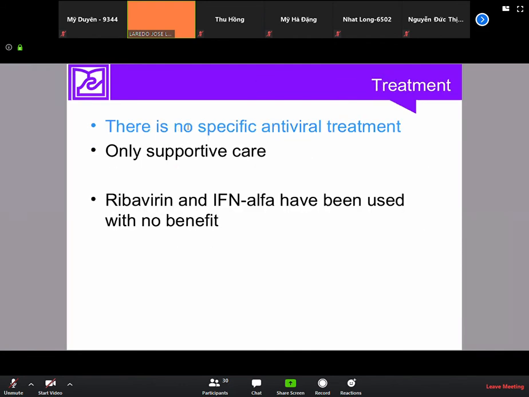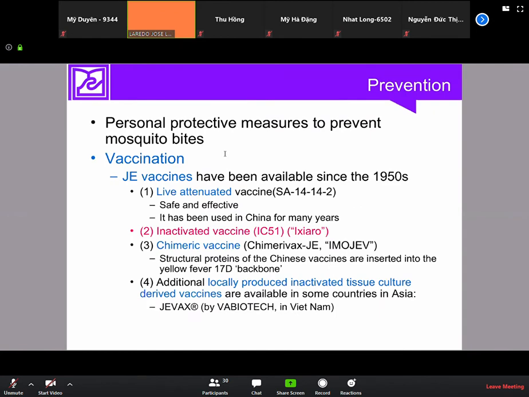We don't have any specific antiviral treatment. So the treatment is only symptomatic and supportive. And we have a vaccine. We have different vaccines. Maybe this one is the most common, Ixiaro. This is the most expensive. We have different vaccines in Asia. We have one also manufactured by a Vietnamese company, this one. So I think that all of you have been vaccinated, right? Yes.